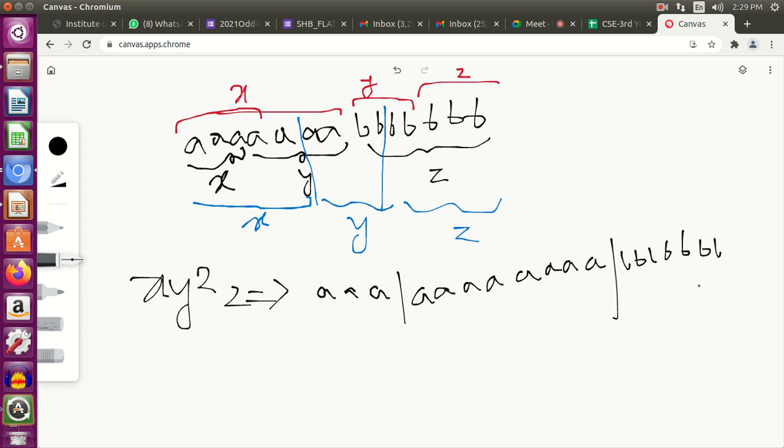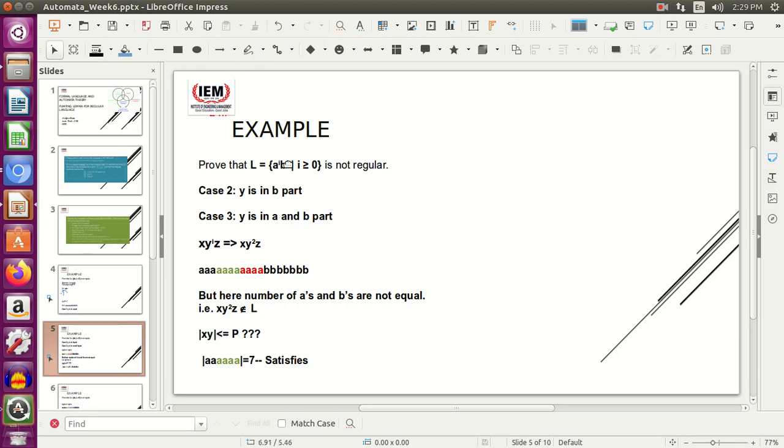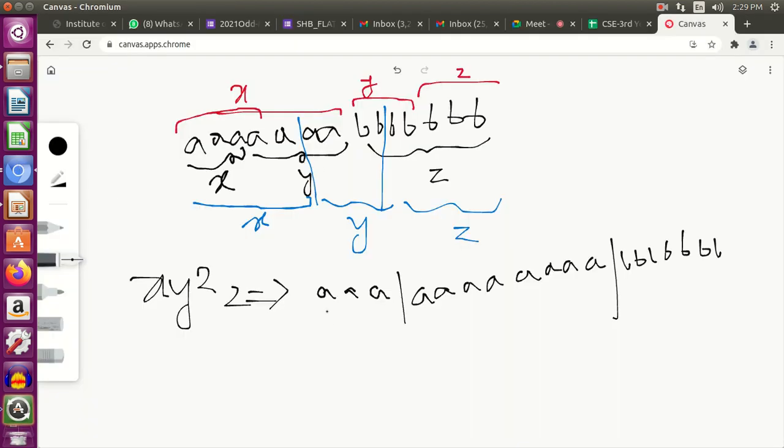Now what I have to prove is that this x y raised to the power 2 z is not an element of A. How can I prove that? See, my language should always be of the form a to the power i, b to the power i. That is, the number of a's should always be equal to the number of b's, right? But if you see in this string that I have got, the number of a's is 1, 2, 3, 4, 5, 6, 7, 8, 9, 10, 11. 11 a's and the number of b's is 7.